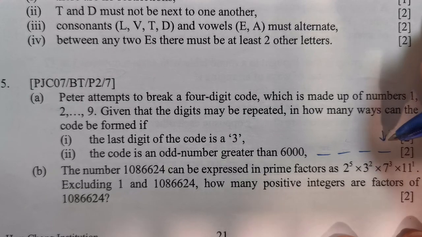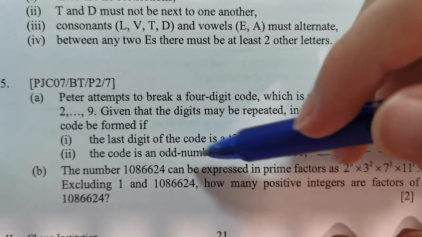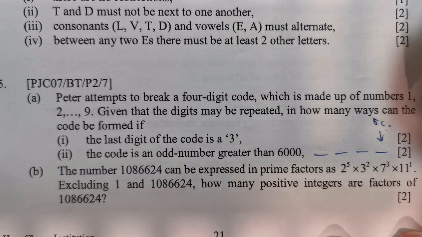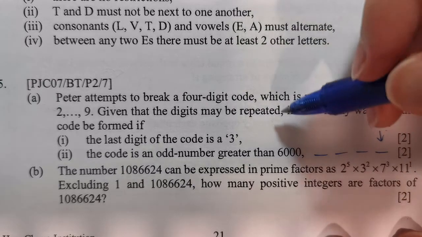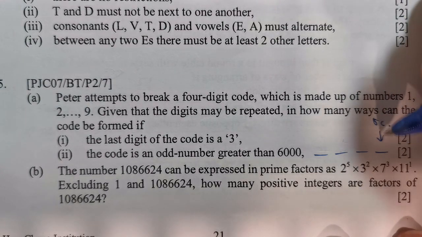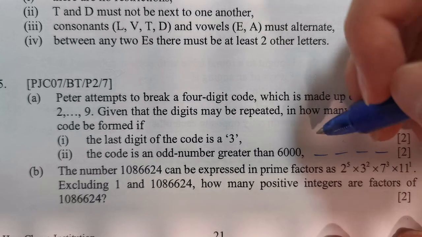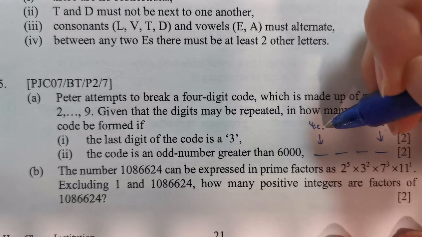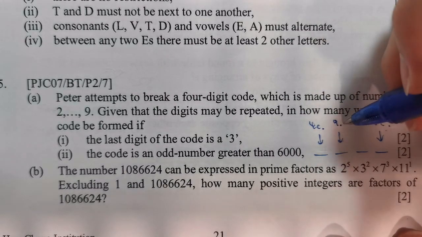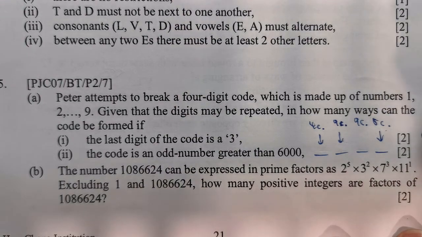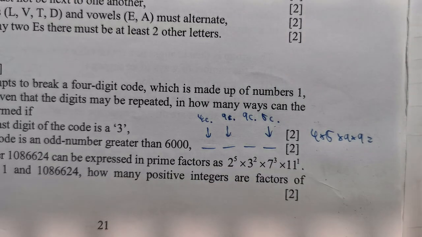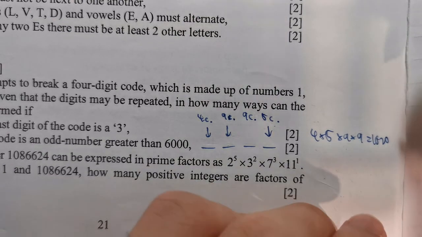So let's settle the odd number restriction first. That means that there are only 5 choices for the last digit, since it can be 1, 3, 5, 7, or 9. Since the digits can be repeated, what you choose for the last digit doesn't influence what you choose for the first digit. Greater than 6,000 means this digit must be 6, 7, 8, or 9. So that's 4 choices here. Then the remaining 2 digits, there are 9 choices for each of them. So the number of ways is 4 times 9 times 9 times 5, which is 1620. Correct, right?